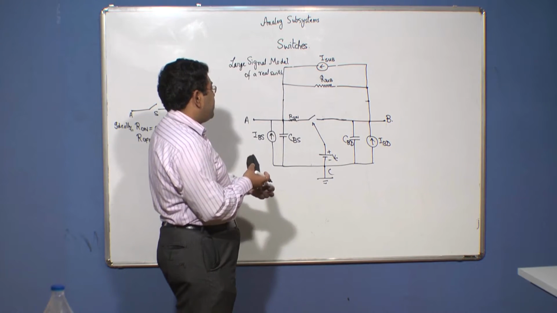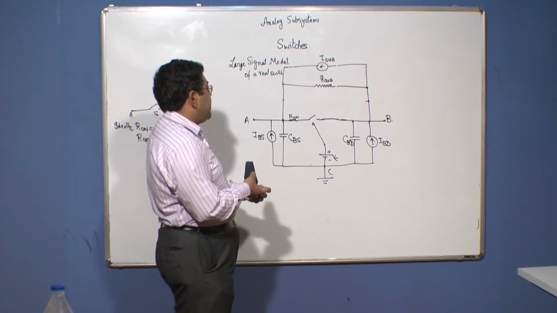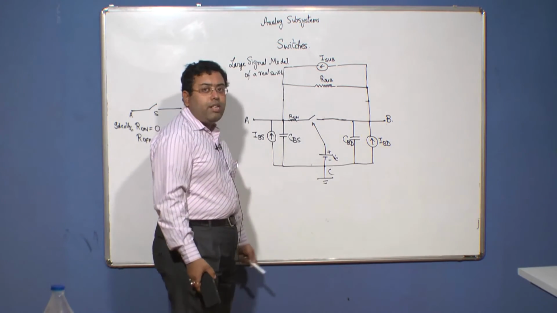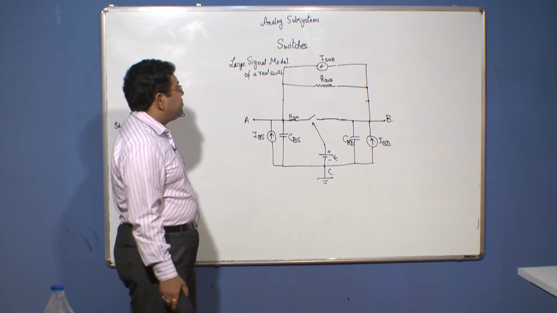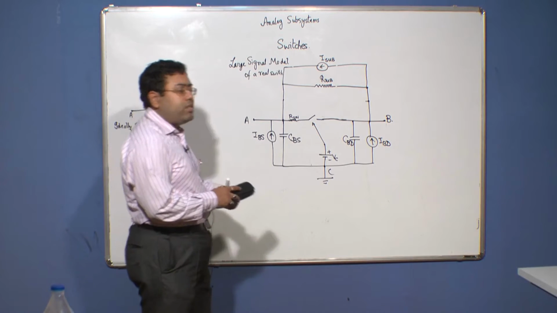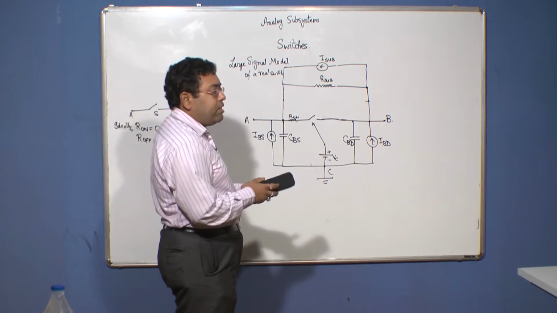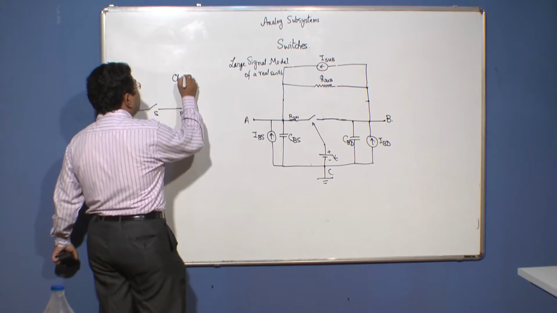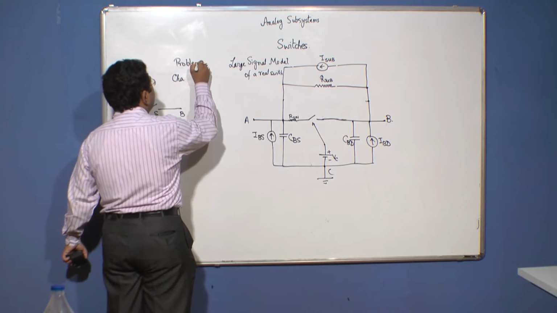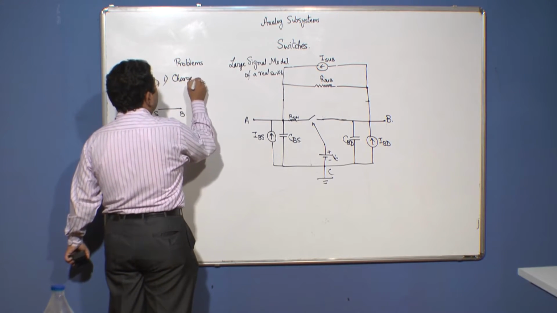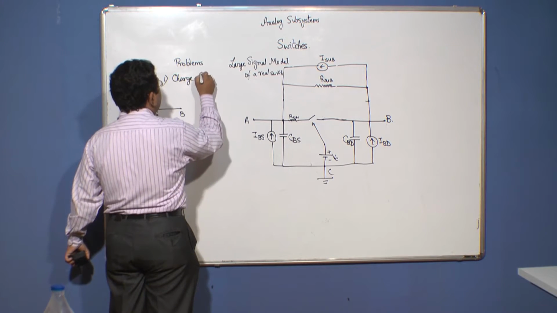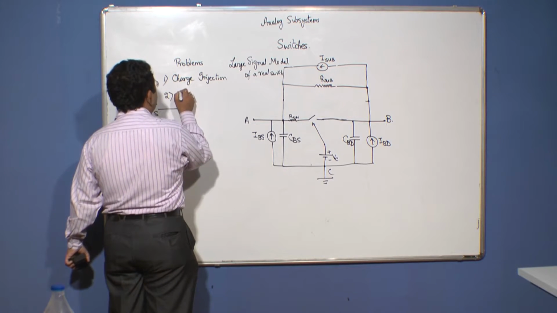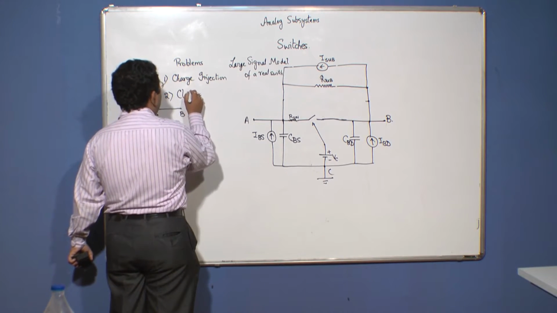So that is how we can typically estimate the various drops across the switch and what voltage needs to be applied to get what amount of current and all that. One of the problems with these switches is that they frequently suffer from two problems. One is the charge injection problem, and the other one is the clock feedthrough.